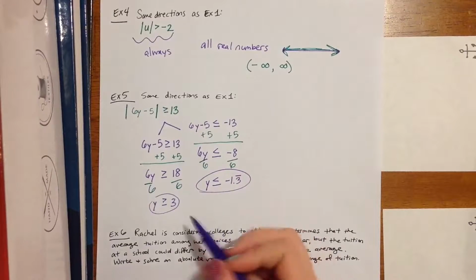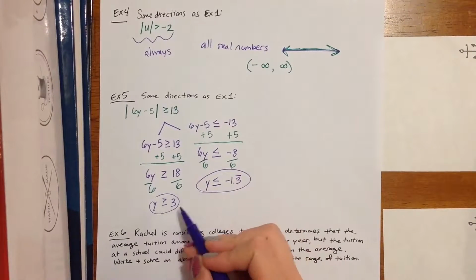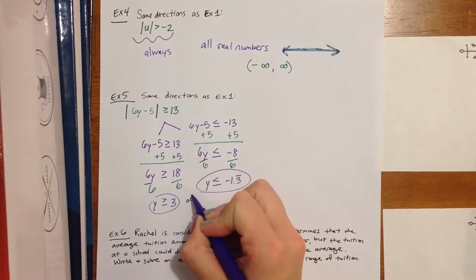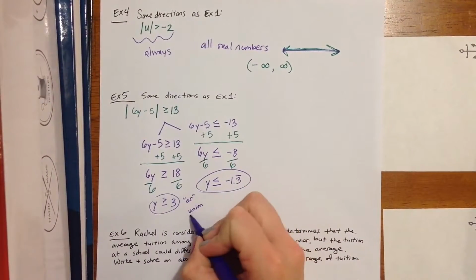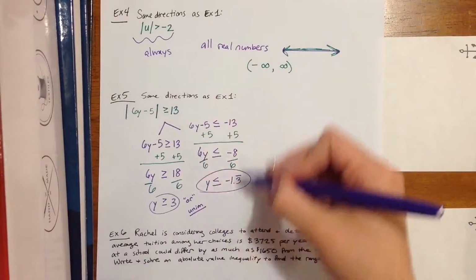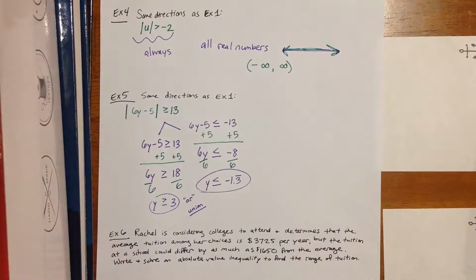So again, notice I cannot be both of these things. There is no y value that is both. So this is an or situation. So this is a union. I can have them both separately, and in this problem we're going to have them together, but I cannot actually have a y value that is both at the same time.